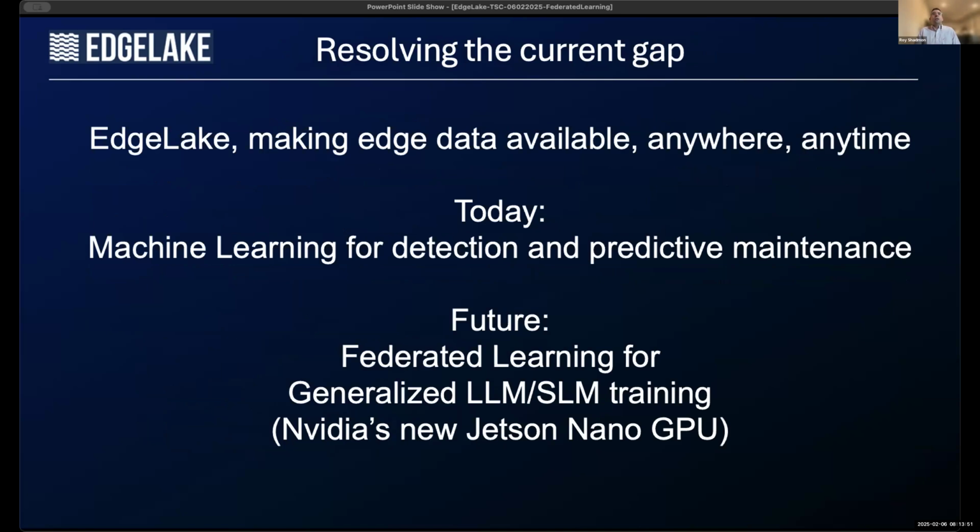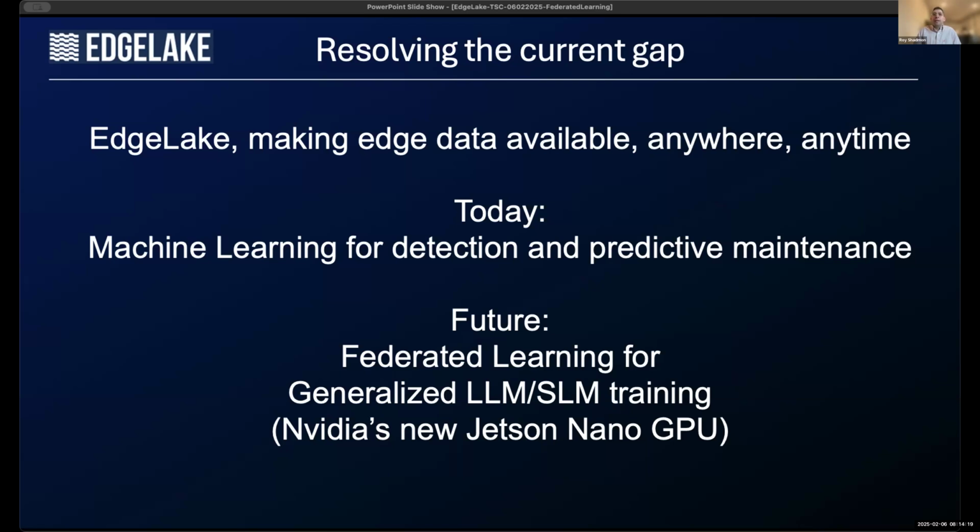And so what I'm going to show is that we can resolve this current gap, and we can do that through EdgeLake. And the key concept that I want to take is that EdgeLake makes data available anywhere, anytime. And we're going to take advantage of this property to do federated learning. And one of the points that I want to come across today is that our focus and our demo is going to be on detection and predictive maintenance.